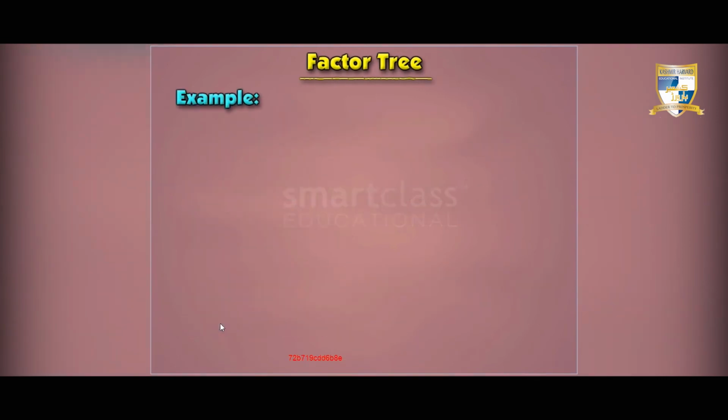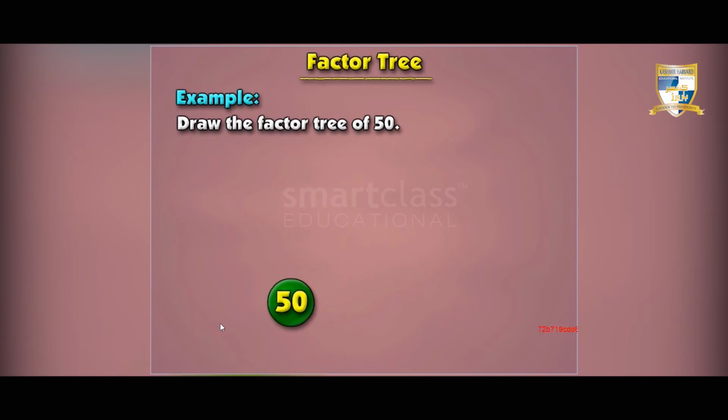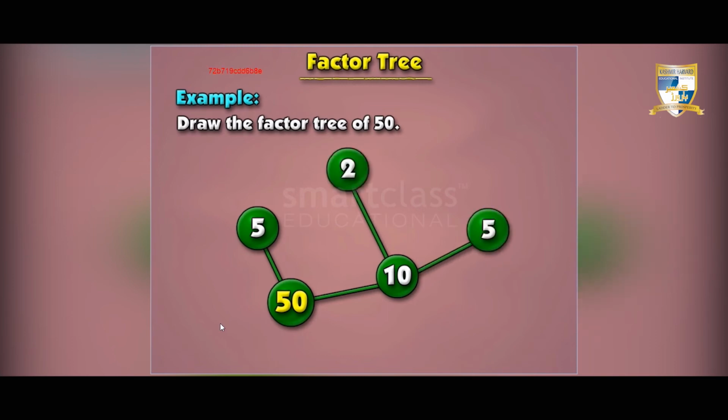Let's consider an example. Draw the factor tree of 50. Here we will make branches of the number 50. We can factor 50 as 5 into 10 and write these factors in the branches. So now we will factor the 10 further as 2 into 5. Now 2 and 5 are prime factors. 5 is already a prime factor. So the prime factors of 50 are 2 into 5 into 5.